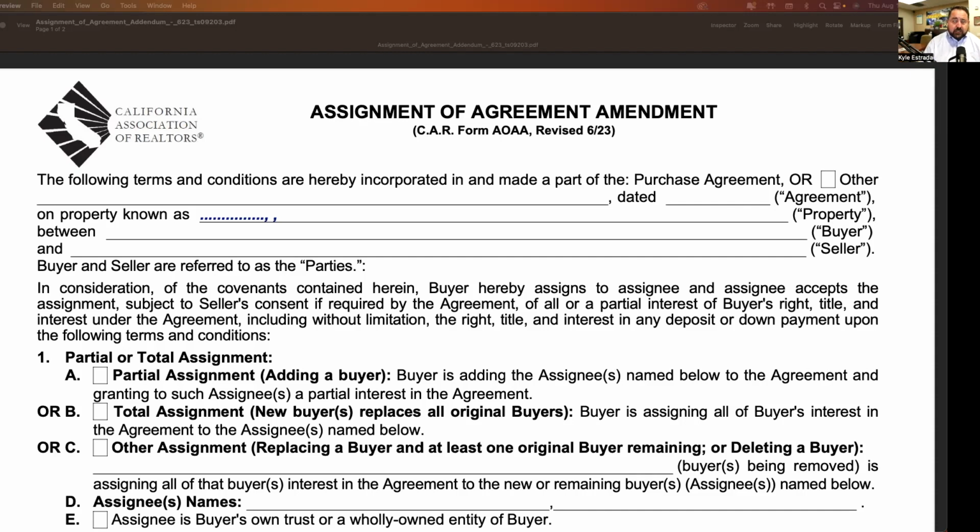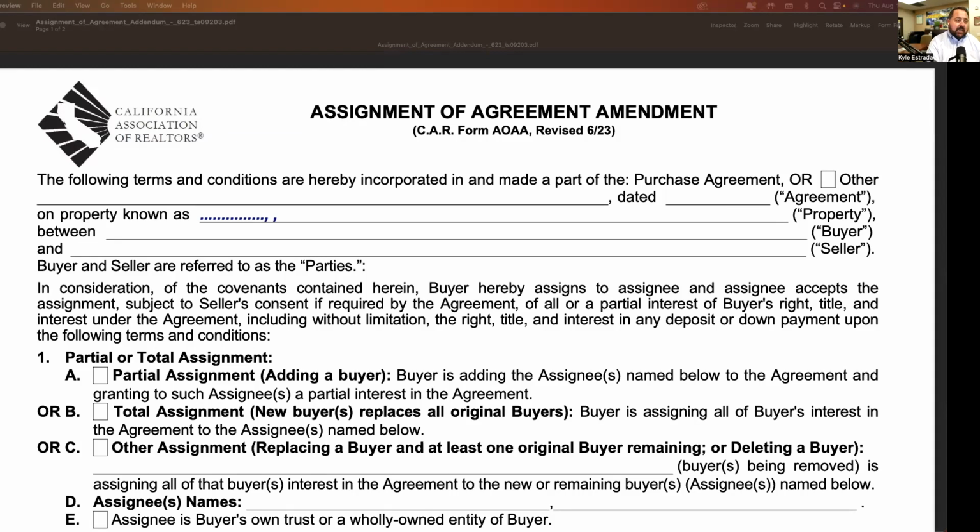A partial assignment would be when I was adding somebody to the sale. So for example, I wrote the offer on my own. Turns out halfway through the transaction that I need a co-signer. I'm adding the co-signer. That's a partial assignment, right? So that would be 1A.